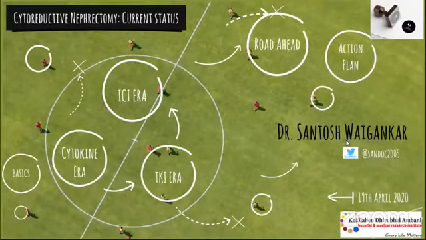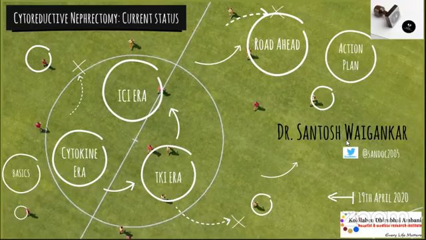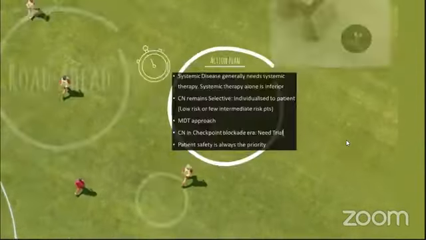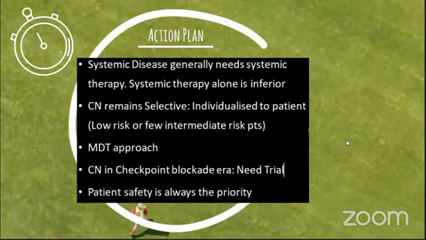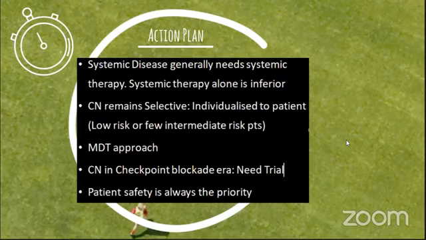So after going through all this, what should be our action plan, or what should be the take-home message you should be taking home? First, a cautious balance between perceived oncologic benefit and risk of intervention must be exercised when dealing with metastatic RCC patients and their treatment. Systemic disease generally needs systemic therapy. Therapy alone is not inferior. Cytoreductive nephrectomy remains selective. It should be individualized to patients.